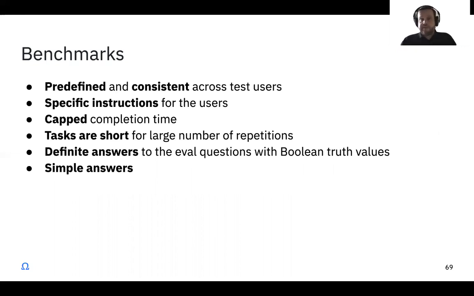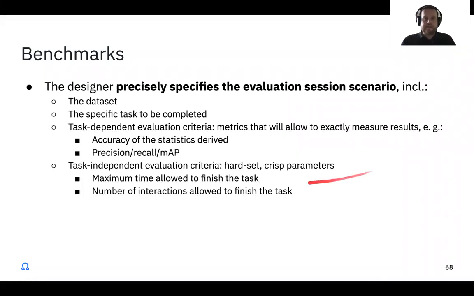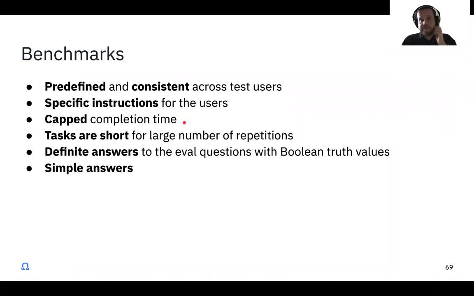The answers that you get from the benchmarks are very definite. So you will get a number which you can then compare. Those are the task-dependent evaluation criteria. You will get a number, and you can compare your approaches among each other, with basically Boolean truth values, true or false.